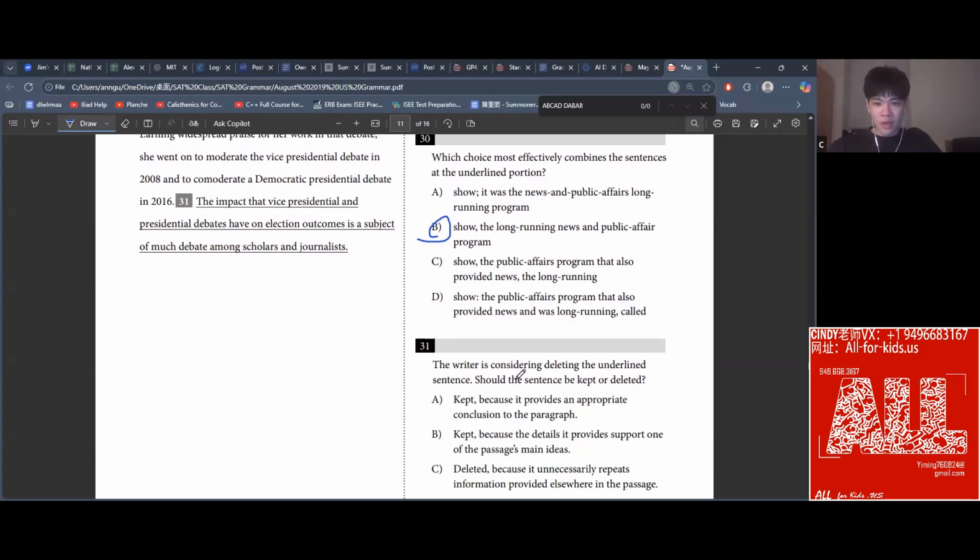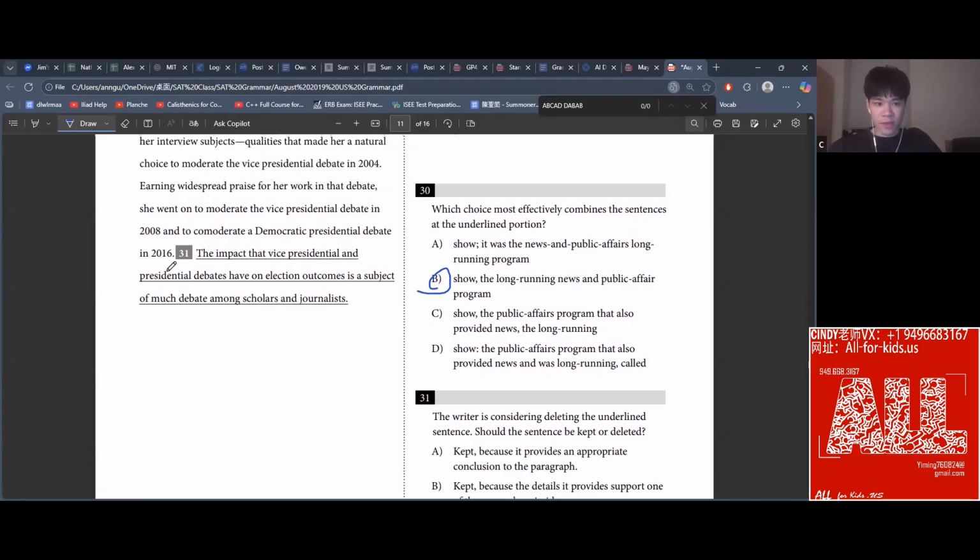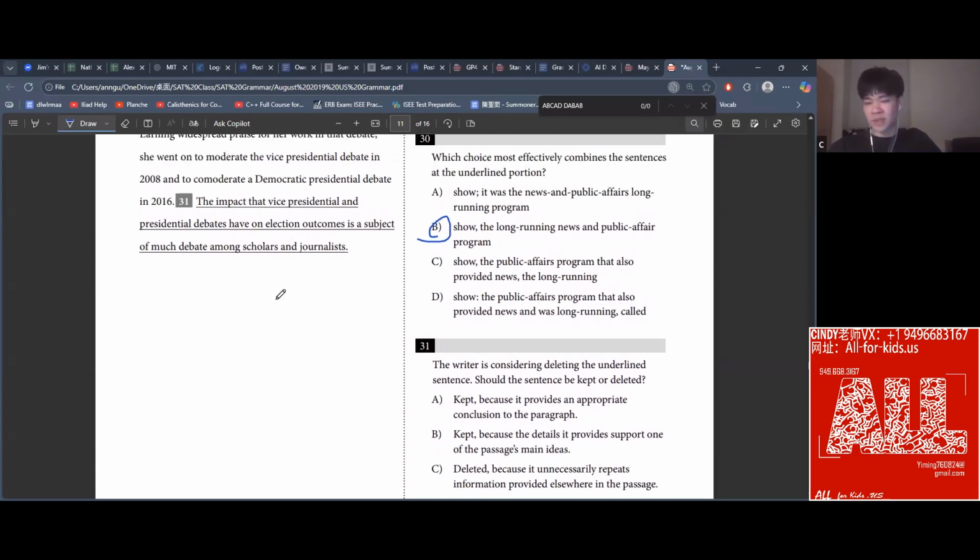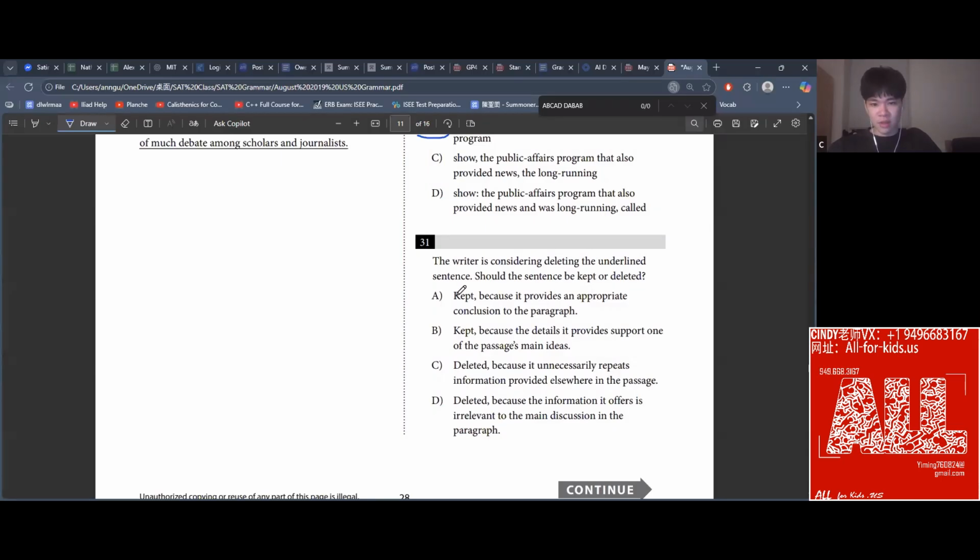Later, they're considering deleting the underlined sentence. Should the writer delete it or keep it? It says, "The impact that vice presidential and presidential debates have on election outcomes is the subject of much debate." So it's saying we don't really know if the vice presidential and presidential debates actually matter. Okay, but does it provide an appropriate conclusion to the paragraph? No, the paragraph is talking about Phil, not the national debates, right? Keep it because the details it provides support one of the passage's ideas? No, it's talking about the journalist, not the debate. So A and B both seem strong. Unnecessary, repeats information provided elsewhere? No, the passage didn't talk about this information at all. Information offered is relevant to the main discussion of the paragraph? That's true. So the answer is D.